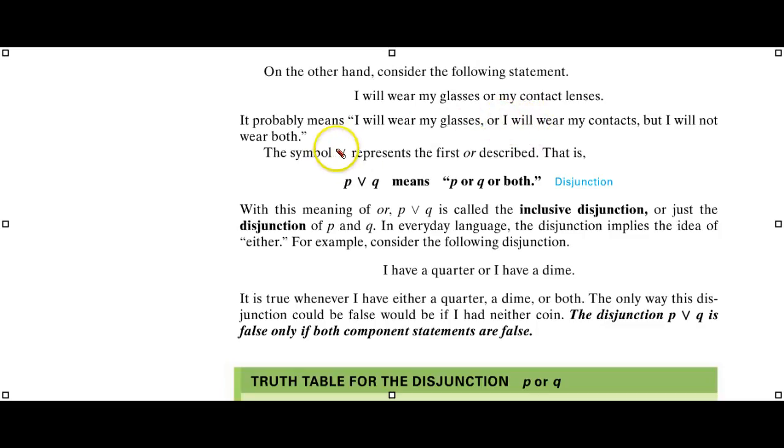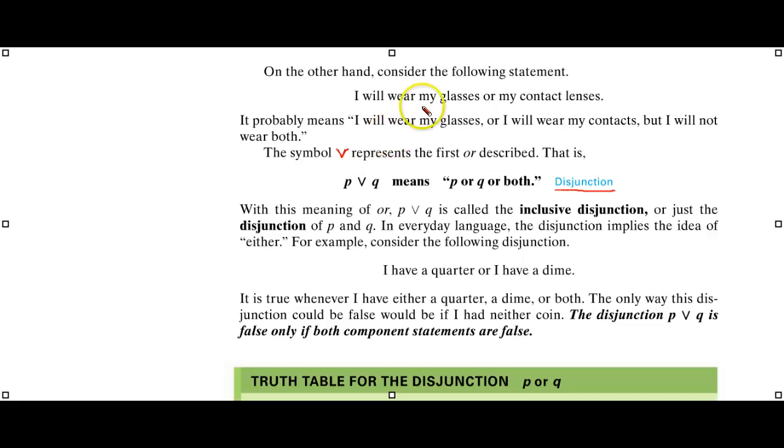So, the symbol, the inverted caret, or the V, represents the first or described. That is, P V Q means P or Q or both. That's the disjunction. And that's why the word ambiguous comes in here, from the Latin ambos, which means both.